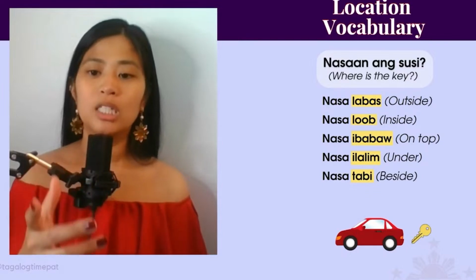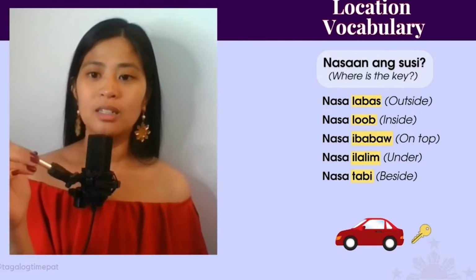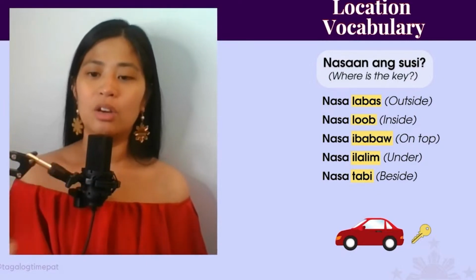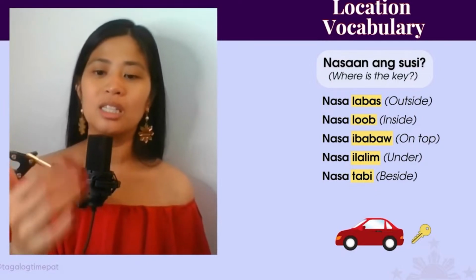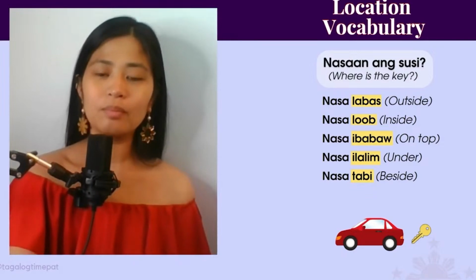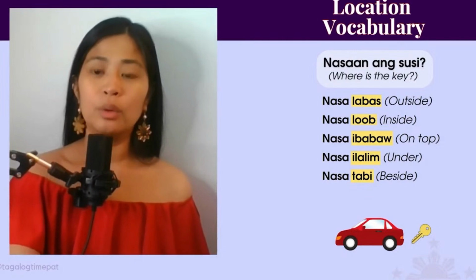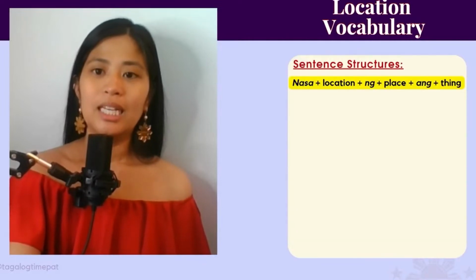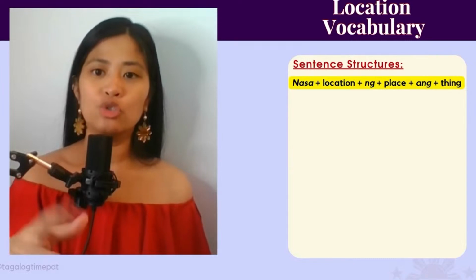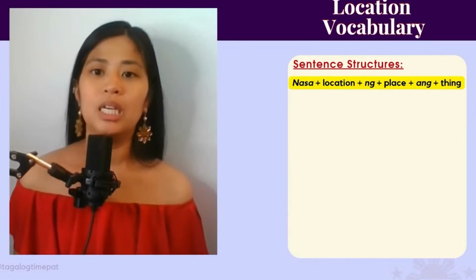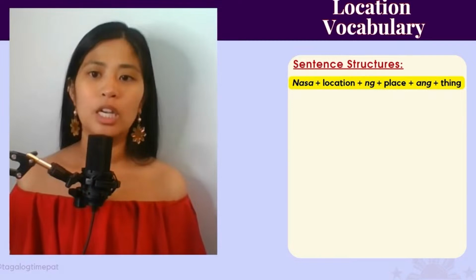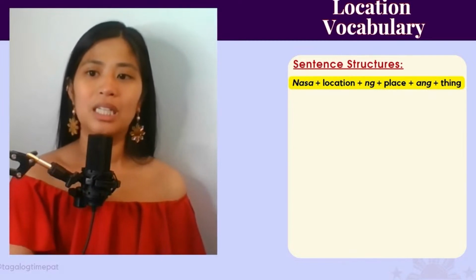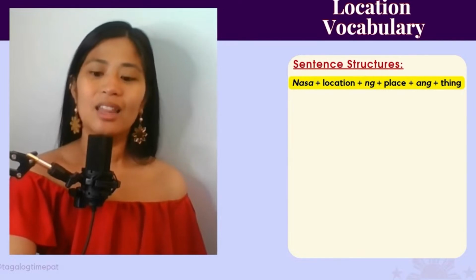So if you wanted to be specific, you would add the object afterwards. Nasa tabi ng kotse, it's beside of the car. Nasa tabi ng kotse. So those are just the different location vocabulary words that you might hear. And just the sentence structure for the response, it would be nasa plus the location word that we just learned. Then it's ng, then it's a place, then it's ang, then the thing.